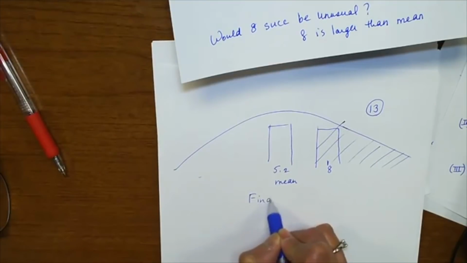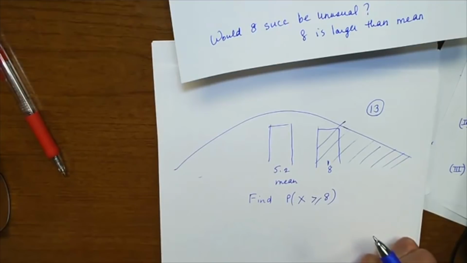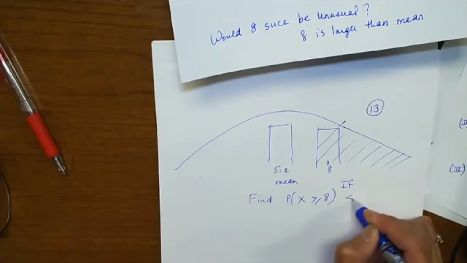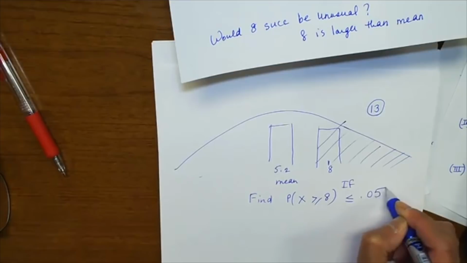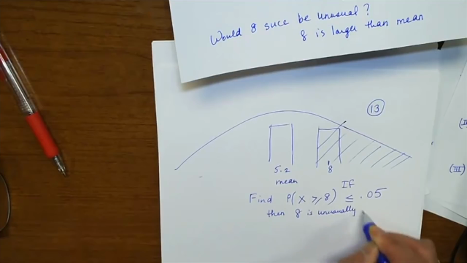So find probability x greater than or equal to 8. If that is less than or equal to 5%, then 8 is unusually high.